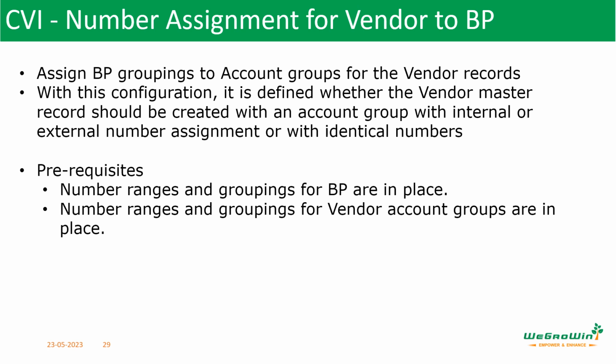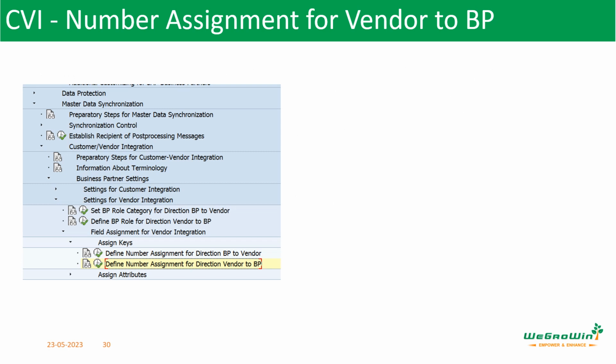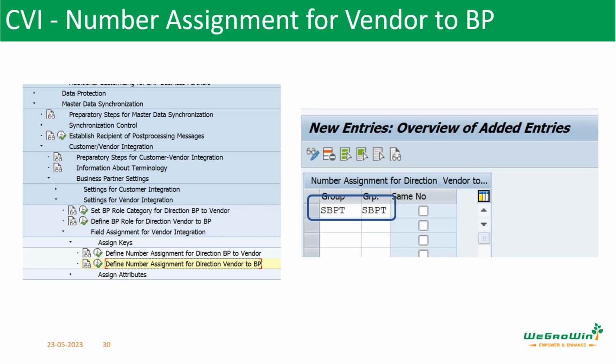with an account group with internal or external number assignments or with identical numbers. So the prerequisites are that the number range and groupings of BP are in place, and also the number range grouping of vendor account groups are in place. To assign the vendor account grouping from the FI component with the business partner group, the menu path is shown here. Choose the account group for the vendor master data from FI and assign the required grouping for the business partner to it.